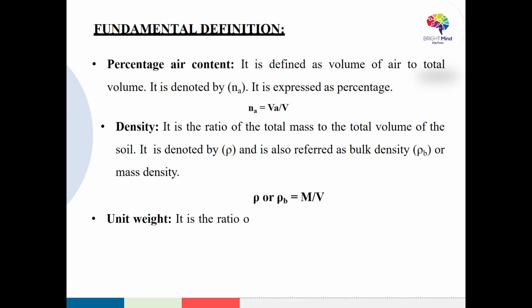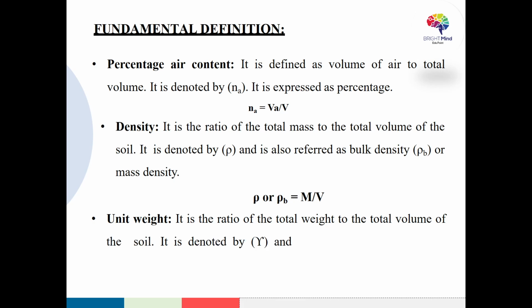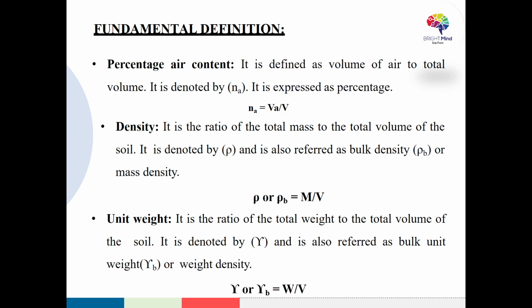Next is the unit weight. So basically it is similar to the density, but instead of mass we have to consider the weight of the soil. So the ratio of the weight of the soil to the total volume of the soil is the unit weight. It is denoted by gamma, and it is also sometimes referred to as bulk unit weight or weight density.